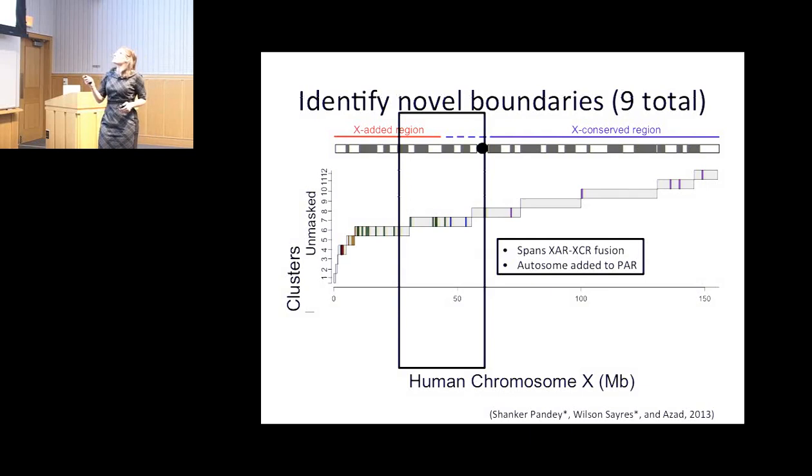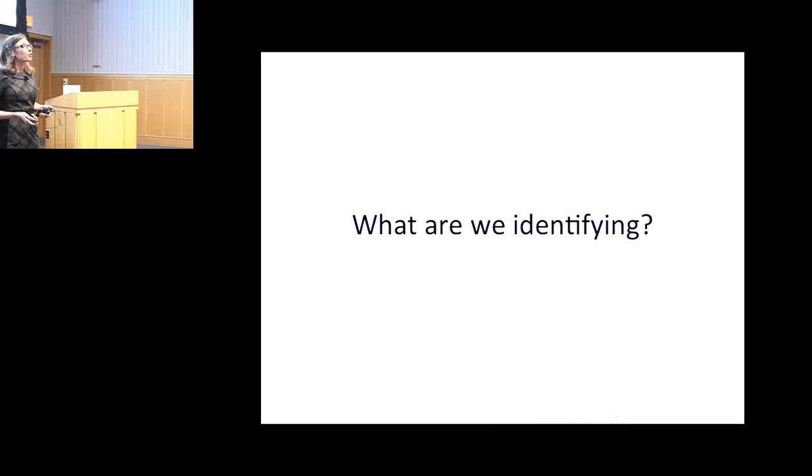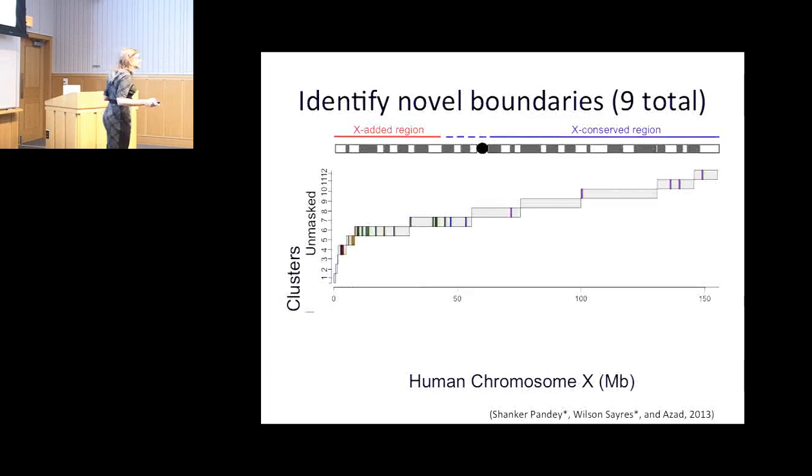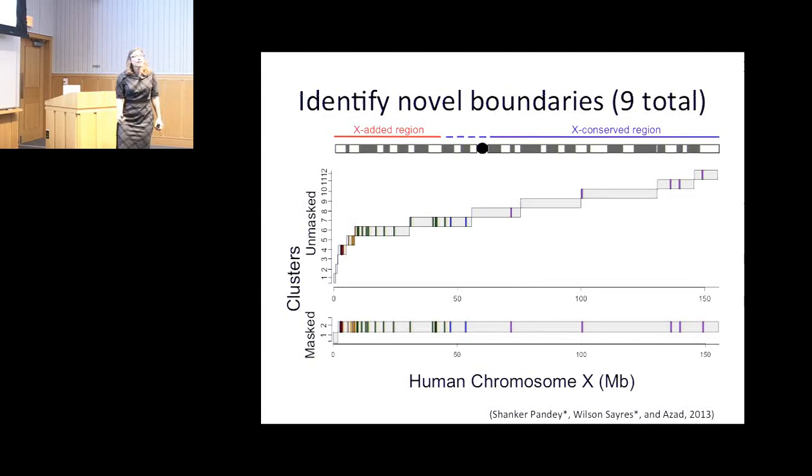So the question is, what are we identifying? So if we go back and look at all of the clusters that we identified, and I take the X chromosome and remove all of the repetitive elements, these repetitive elements that we think are important for X inactivation, what does the clustering look like? So I'll show you that here. And we get the only boundary we find is between the pseudoautosomal region, which is still recombining, and the rest of the sex chromosome, the non-recombining region.